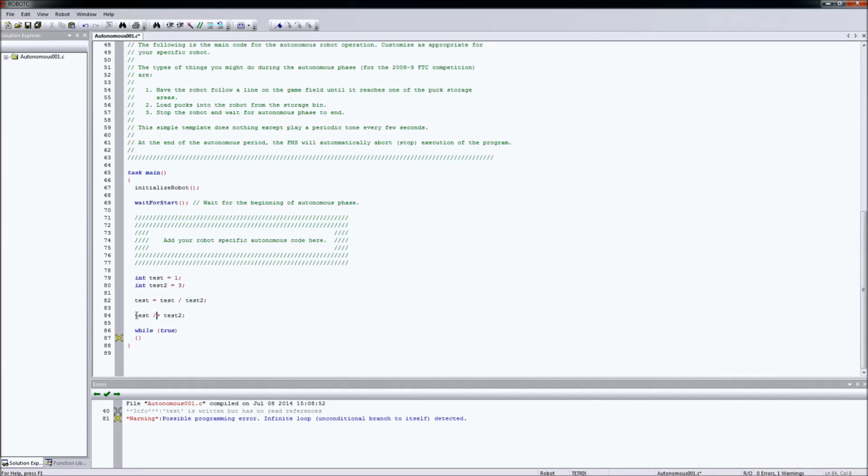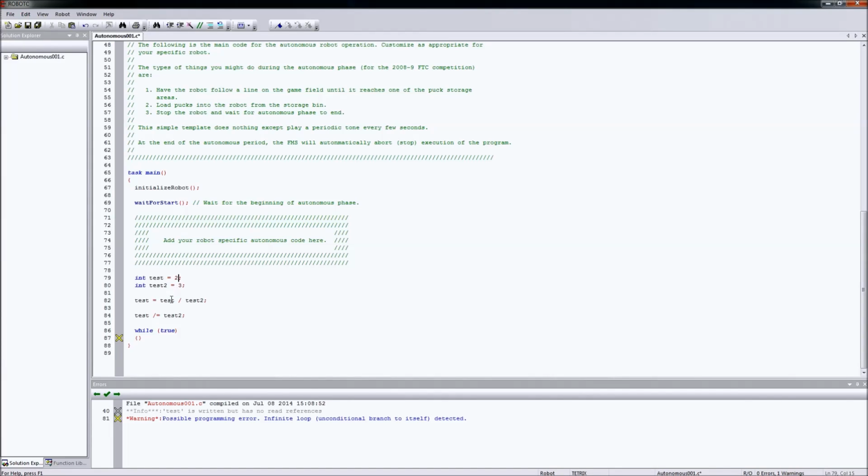So you need to be careful with the division, however, when you start getting into division of integers, because integers are only whole numbers. So let's say we had test was equal to 2. And so we were doing here test divided equals test2. So we'd be setting a new value of test equal to the current value of test divided by the current value of test2. So we'd be setting the new value of test equal to 2 divided by 3.